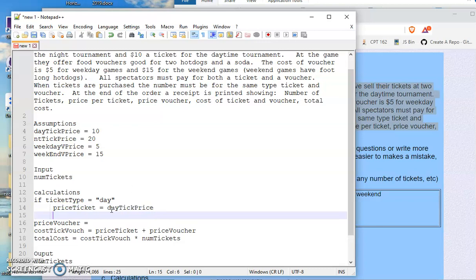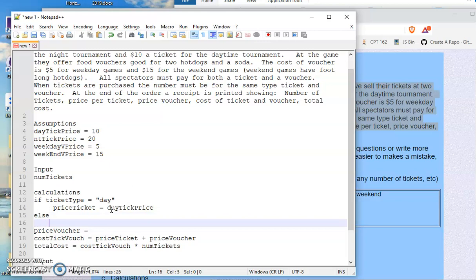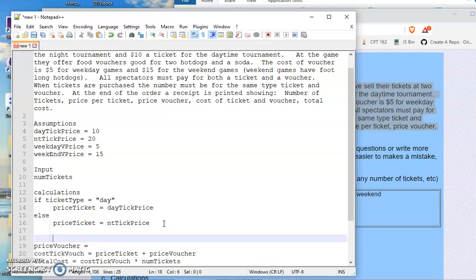What if it's not? I don't do another decision and go if ticket type equals night. Instead, I use the keyword else, saying that if it's not day, then it must be night, and then the price ticket is going to be equal to the NT, or night ticket price. Good. So that's done. Voucher has nothing to do with the ticket as far as what type of price we're going to use. So it's going to be a whole other decision.